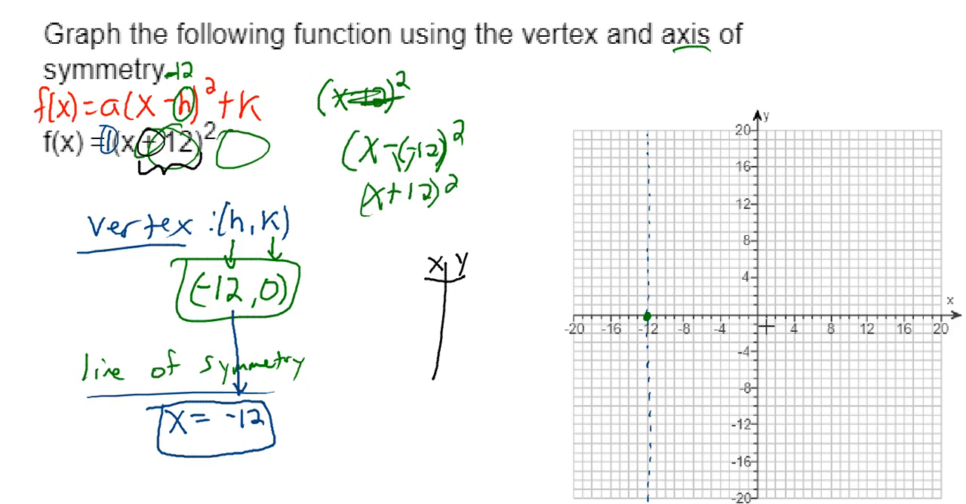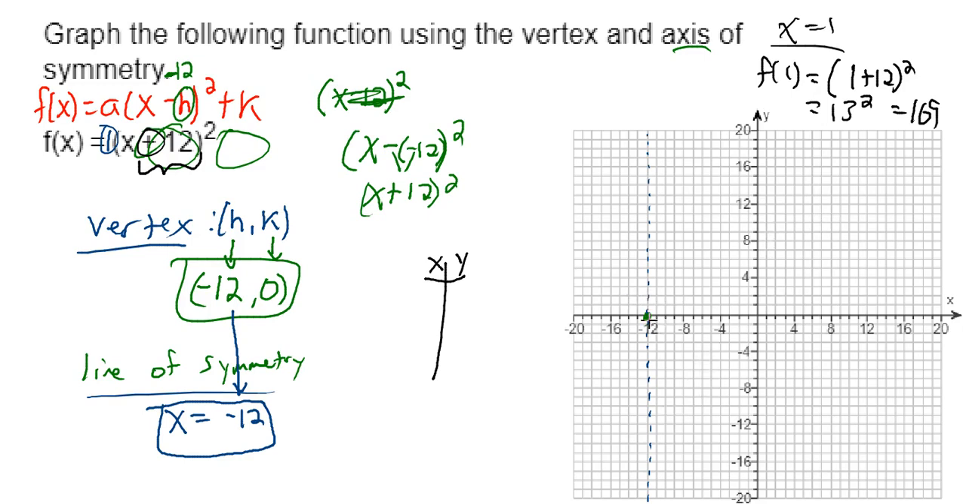So if I were to choose like x equals 1, that's pretty far away from the vertex. Go ahead and try it out. If I plug in 1 here for x, I'll get f of 1 equals 1 plus 12 squared, which will be 13 squared, which will be 169. Right? We definitely don't have room for that result in our graph. So stick close to the vertex when you're plotting points.